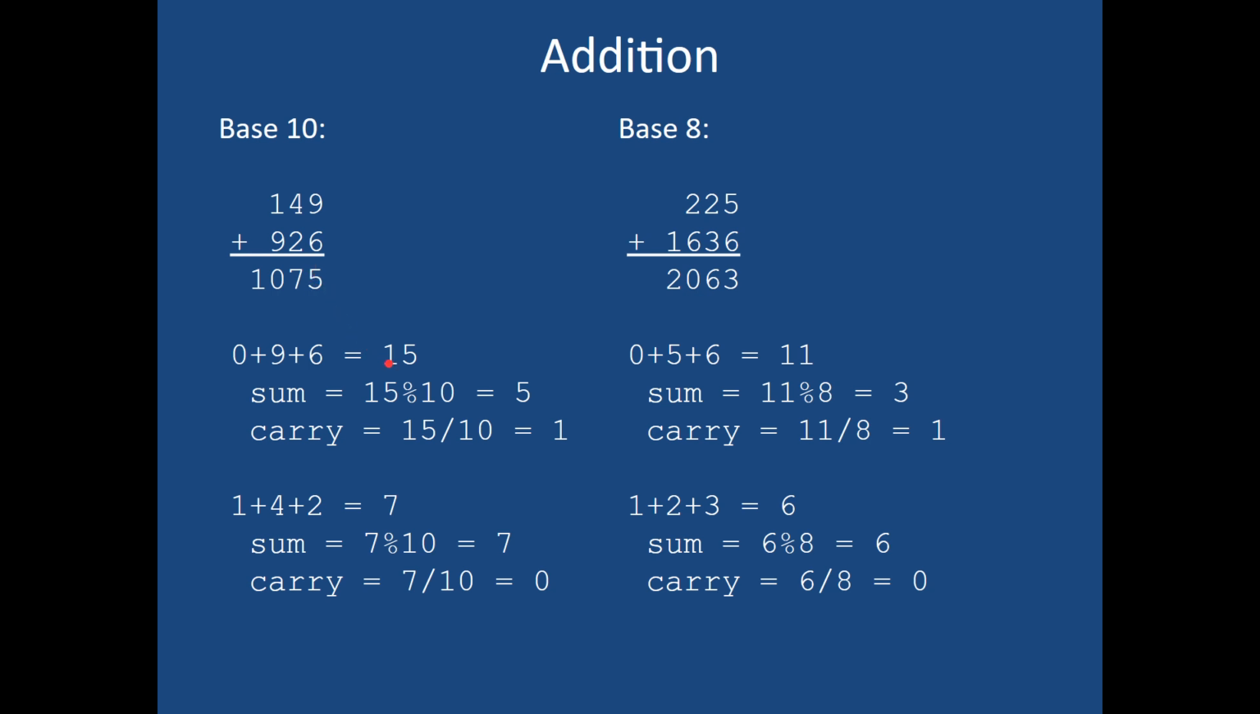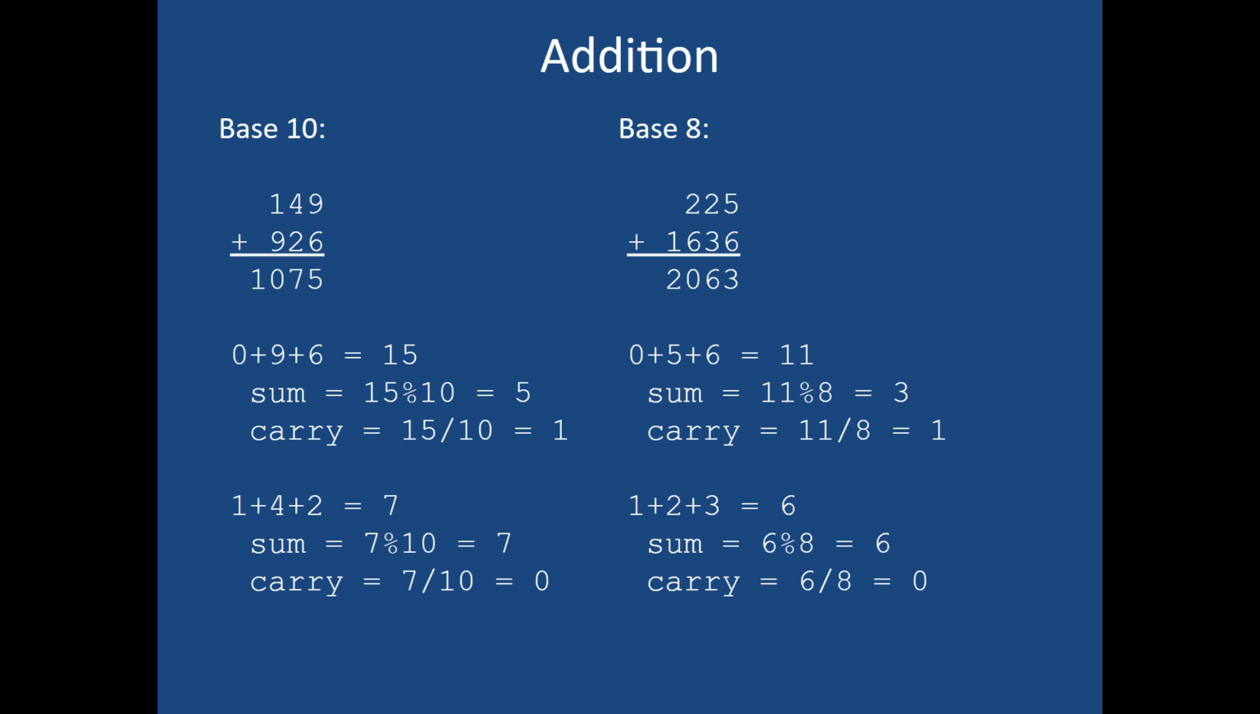But in fact, what we're doing is taking 15 mod 10 to get the piece of the sum, and doing 15 divided by 10 to get the 1 to carry. So to do this addition, 9 plus 6 plus 0 is 15. We compute the 5 and the 1. Then it's 1 plus 4 plus 2. That's 7, so we write the 7 and carry the 0. Then it's 0 plus 1 plus 9 and so on. So that's grade school addition in base 10.